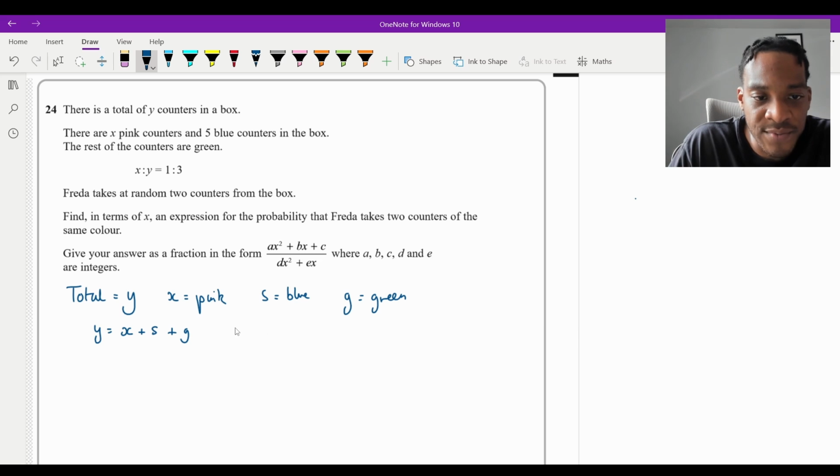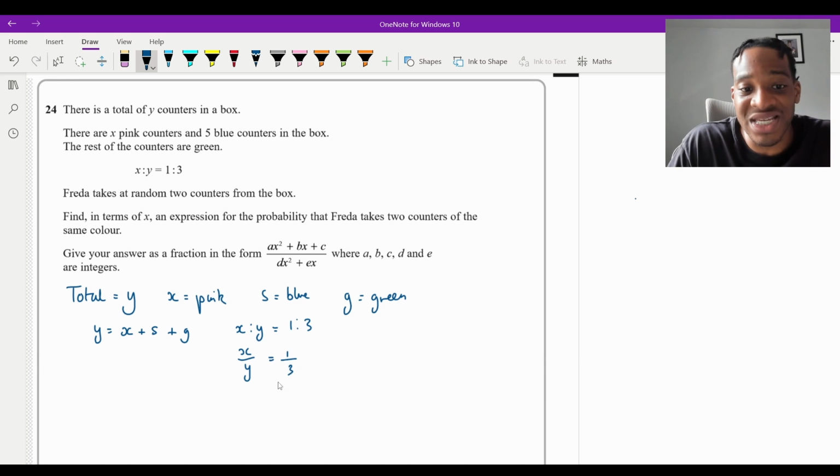So I'm just going to do it here. X to y is equal to 1 to 3, right? You can just divide the first by the second, and you're going to get x divided by y is equal to 1 over 3. And these mean the exact same thing. This is just in a fractional form. And what you can actually do is just cross multiply to figure out maybe y in terms of x and so on and so forth.